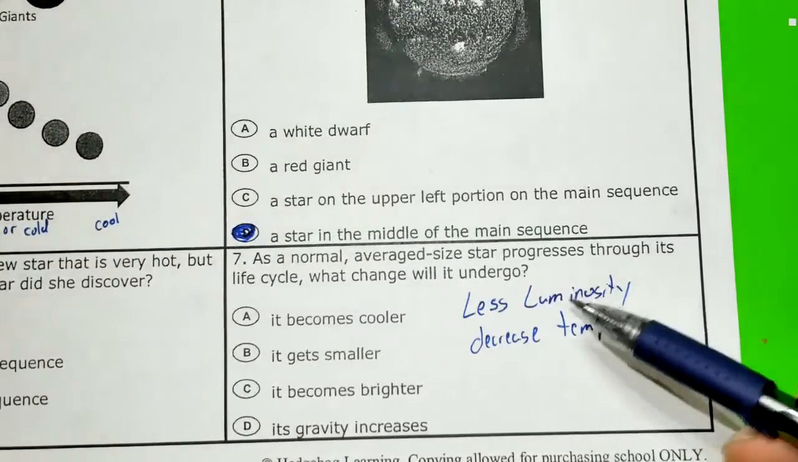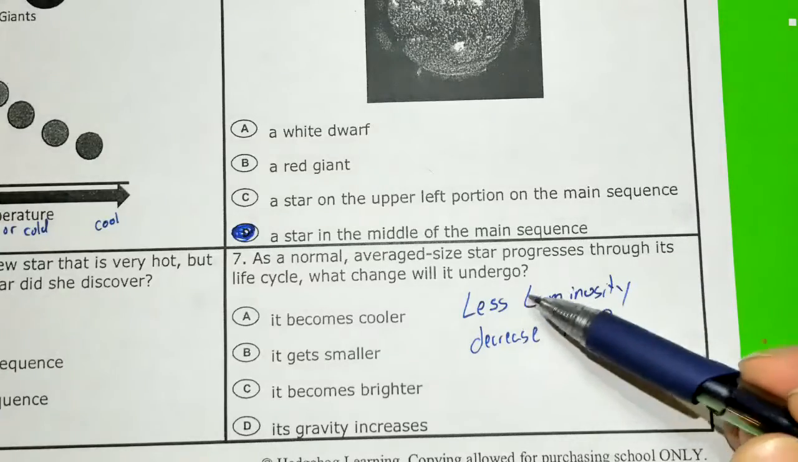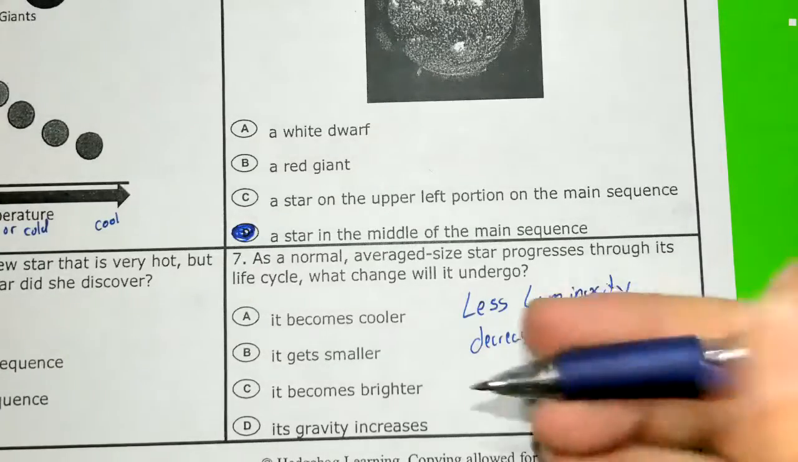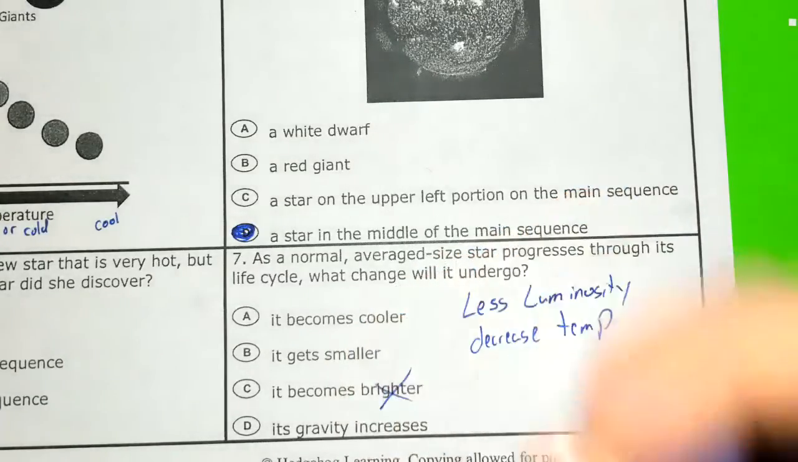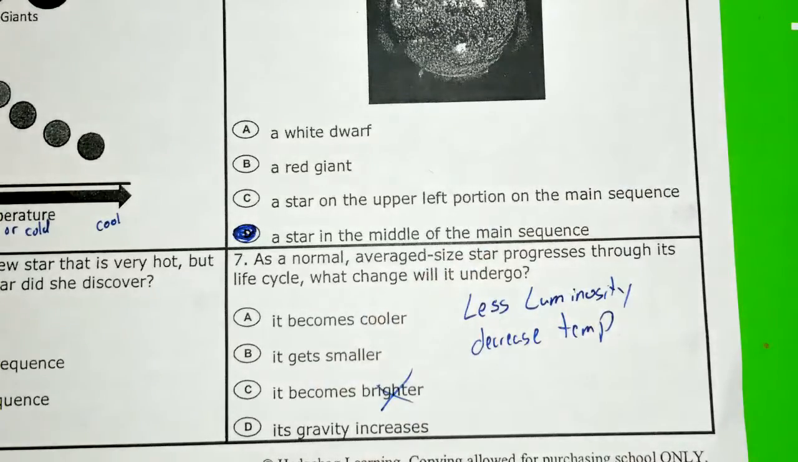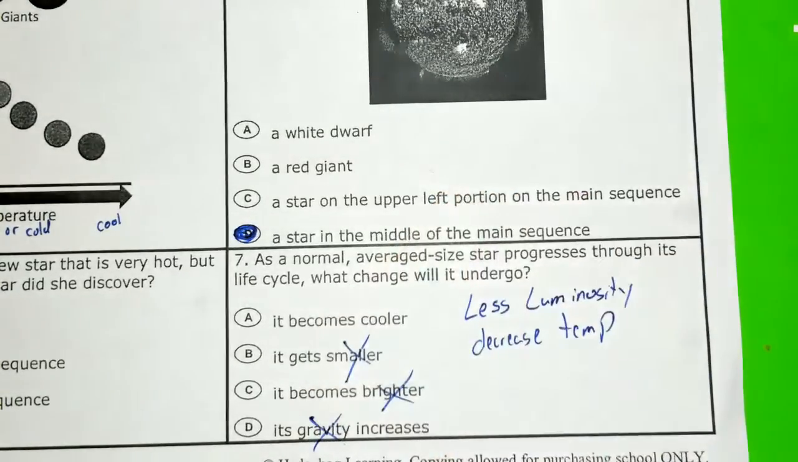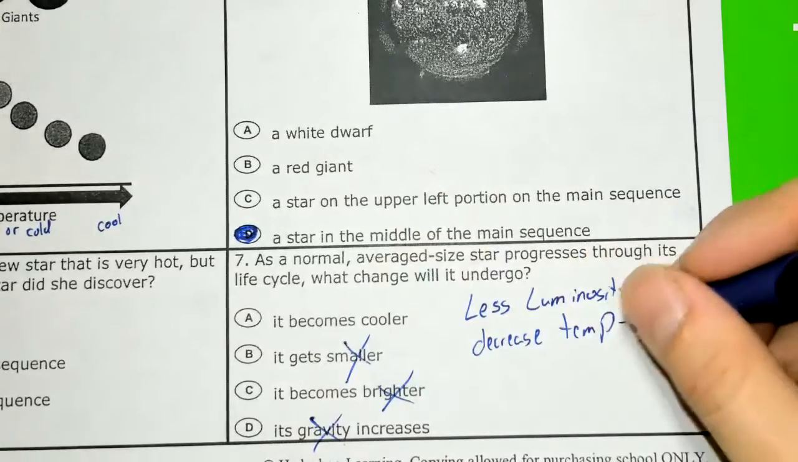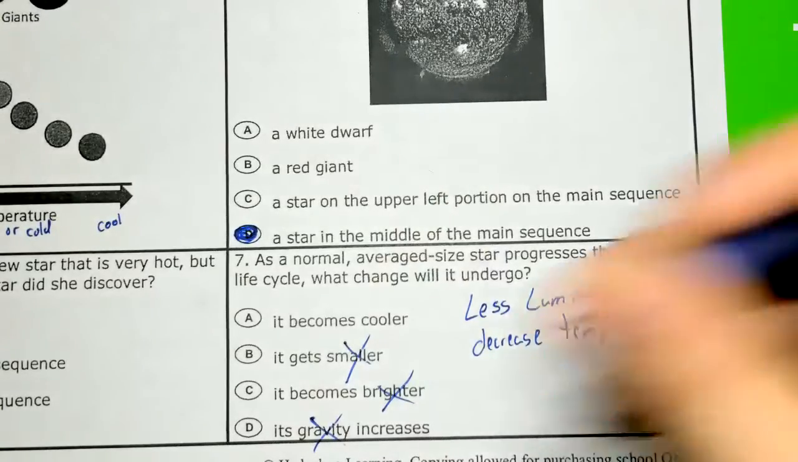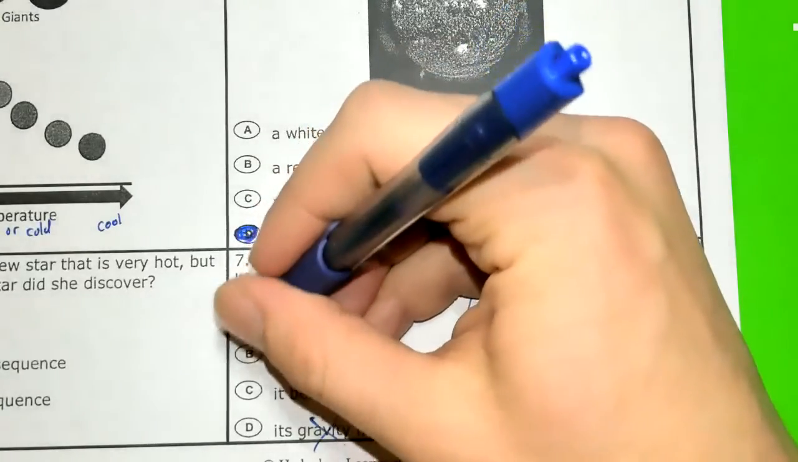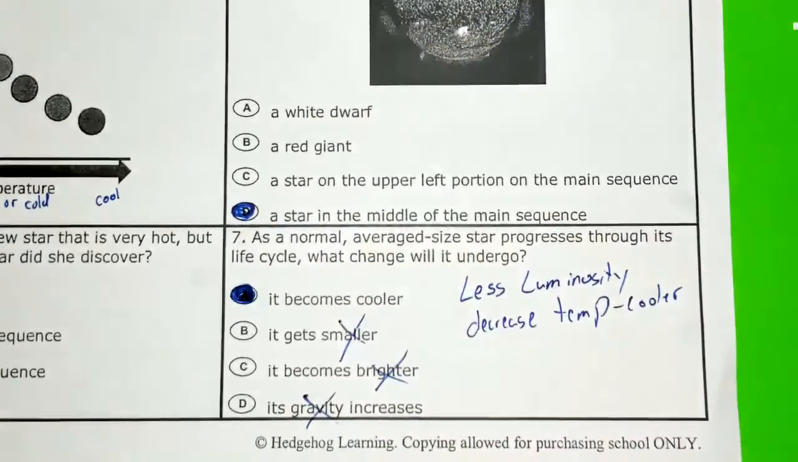Let's see if one of these is among the choices, all right? So let's see, less luminosity, so it gets duller. No, it gets brighter, but it's not going to get brighter, okay? It has nothing to do with gravity. Okay, we don't see anything about the size. All right, but it is decreasing in temperature, which means it's getting cooler. That's one of our answer choices right there. Okay.